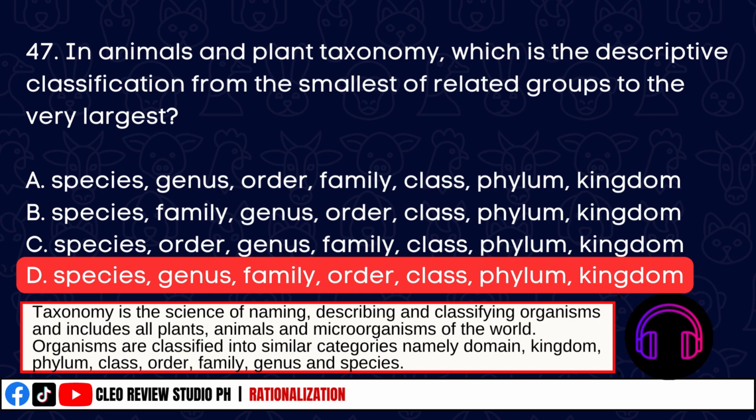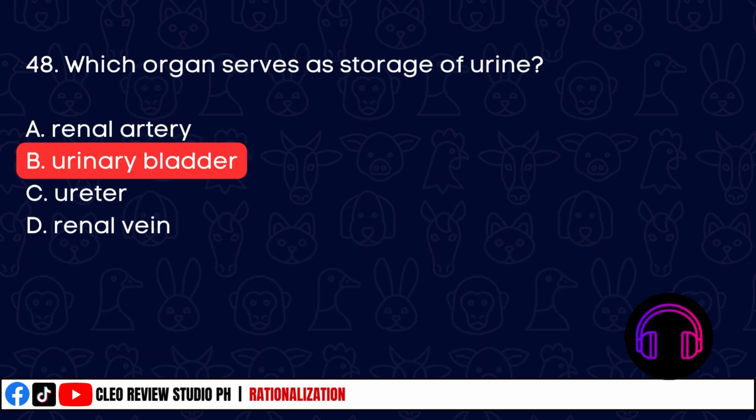In animals and plant taxonomy, which is the descripted classification from the smallest of related groups to the very largest? The correct answer is option D. Please take note lahat ng pinapakita ko sa screen. Which organ serves as storage of urine? The correct answer is letter B, urinary bladder.